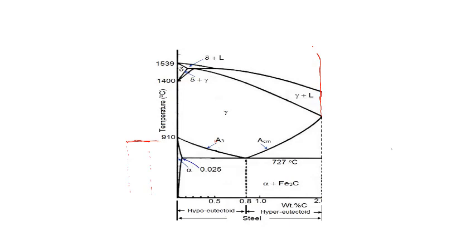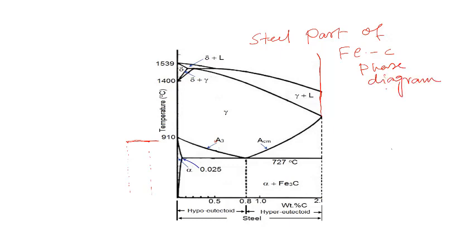Okay, so this will be the steel portion of the iron carbon phase diagram. And as long as we are dealing with steels, I think this part alone should be enough. Whenever we discuss steels, like how the microstructures of different steels are developed by heat treatment, we will come back to this part only.